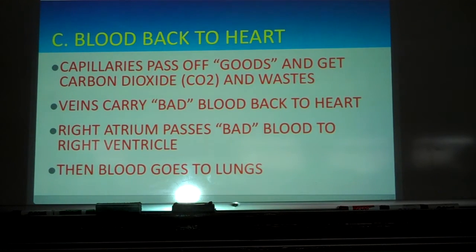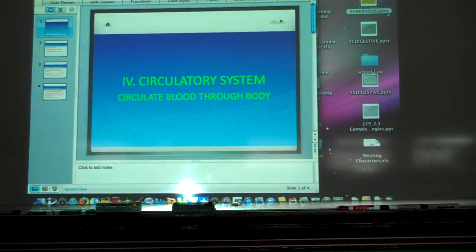As the veins carry the blood back to the heart, it enters the right atrium first, and the right atrium pumps the bad blood to the right ventricle, and through the pulmonary artery is where it goes, and the blood gets back into the lungs, and the process will start over again, where the alveoli in the lungs will pass the oxygen to the blood in the capillaries. And that's it for the circulatory system.